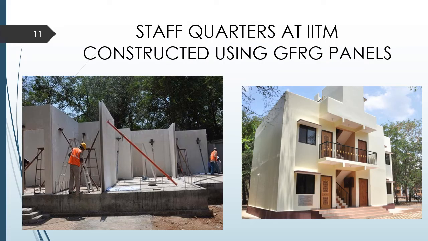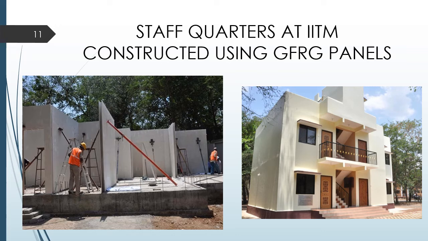So this is the staff quarters at IIT Madras, which was constructed using the GFRG panels. The structural engineers in IIT Madras have done much research on this topic, and they have come up with IS codes. IIT professors and research scholars have been conducting various research on the GFRG panels, and the staff quarters at IIT Madras have been constructed using GFRG panels.